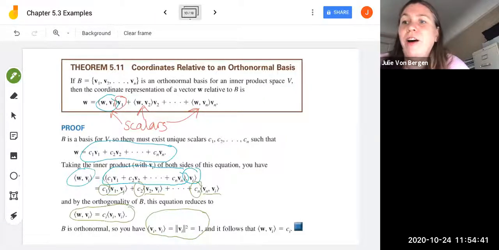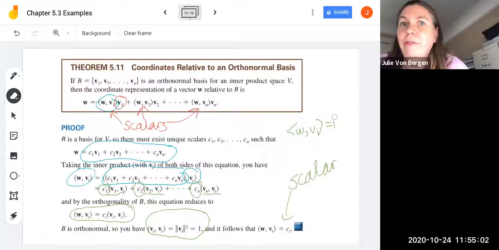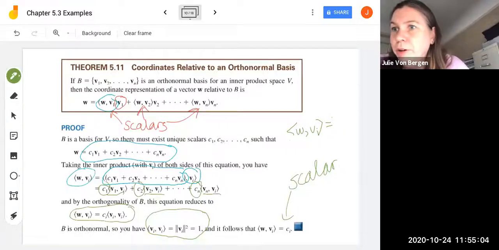So then it must follow that our scalar is found by the inner product of W with Vi. In other words, W inner producted with Vi is 1 times Ci. So I'll put the Ci first: it's going to be Ci multiplied by 1, and so that's just Ci. So that's where this formula is from.